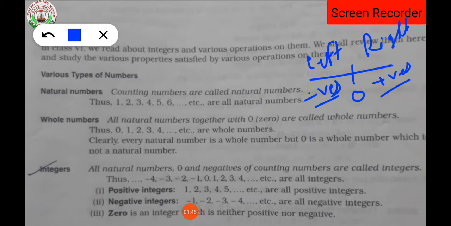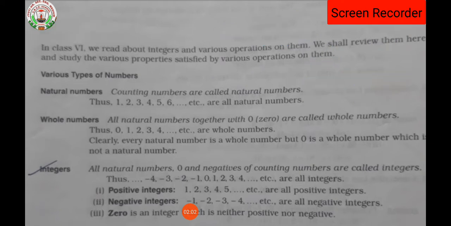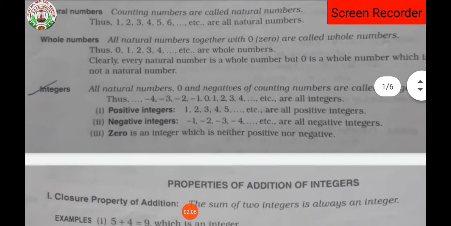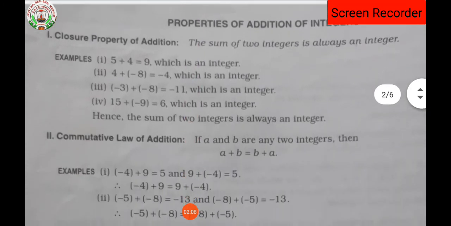ना ही वो पॉजिटिव होता है ना ही नेगेटिव होता है. As I explained in the previous video, 0 is neutral. It cannot be written as plus 0. It cannot be written as minus 0. These both are wrong. 0 should be written as 0 itself. That's why it is said to be neutral. Clear up to here? This we had already studied in the previous video.